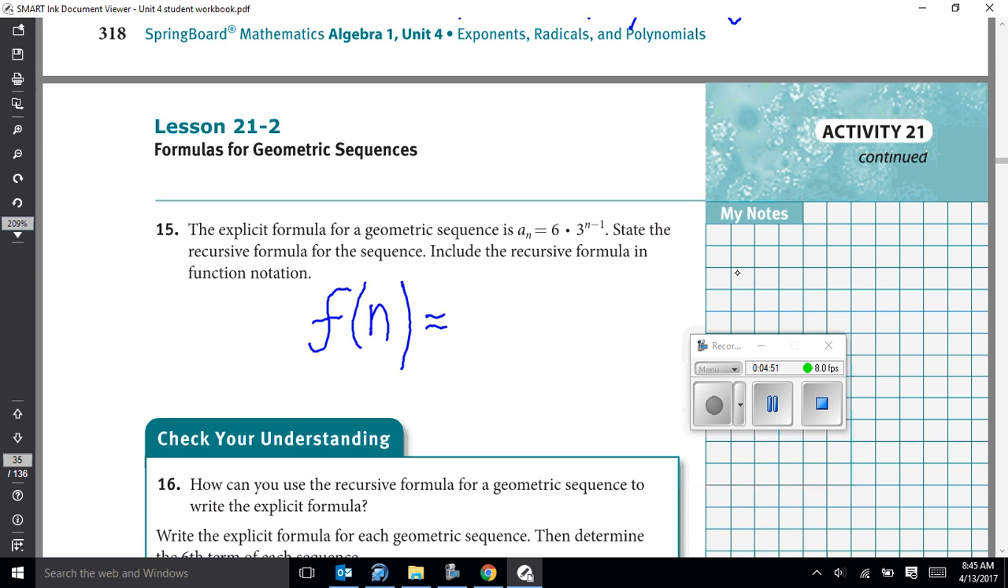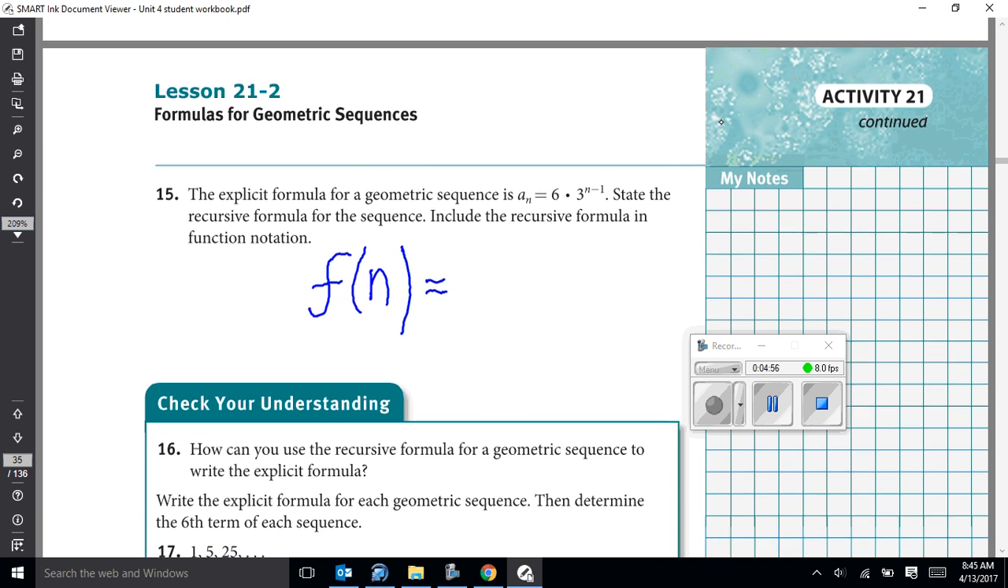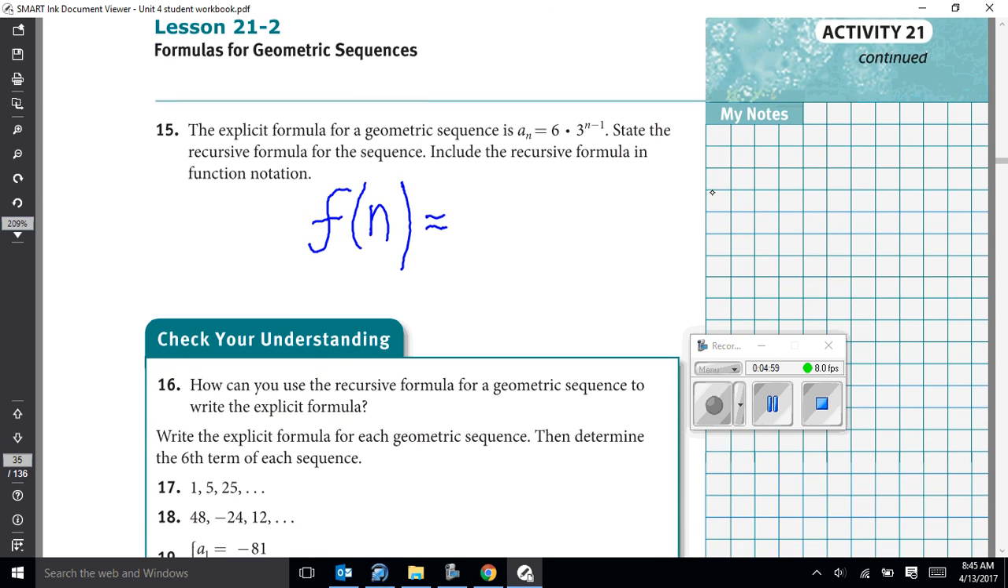So let's go back. What's our first term? We have 6, and what's our next term? So then, what are we doing each time? Multiplying by 3, so our next one is 18, and then did you say 162?